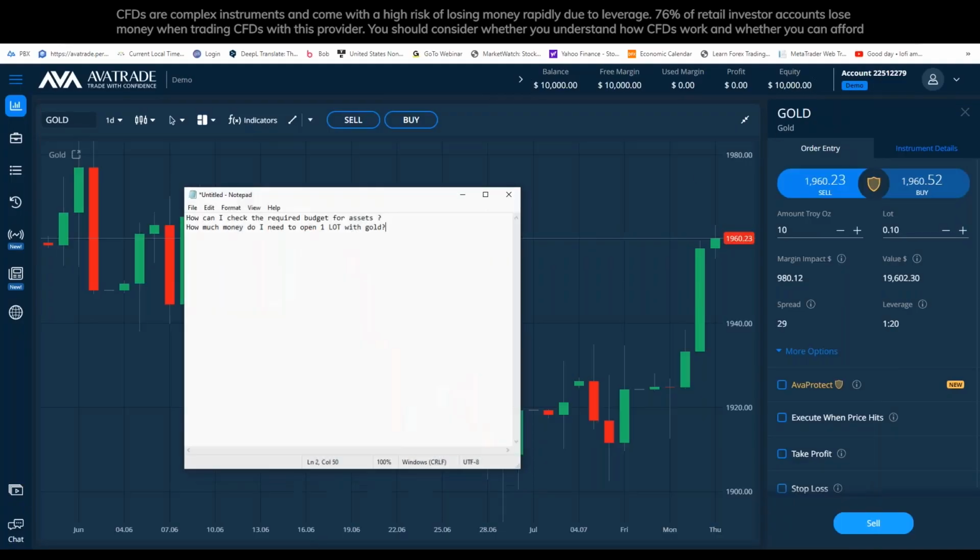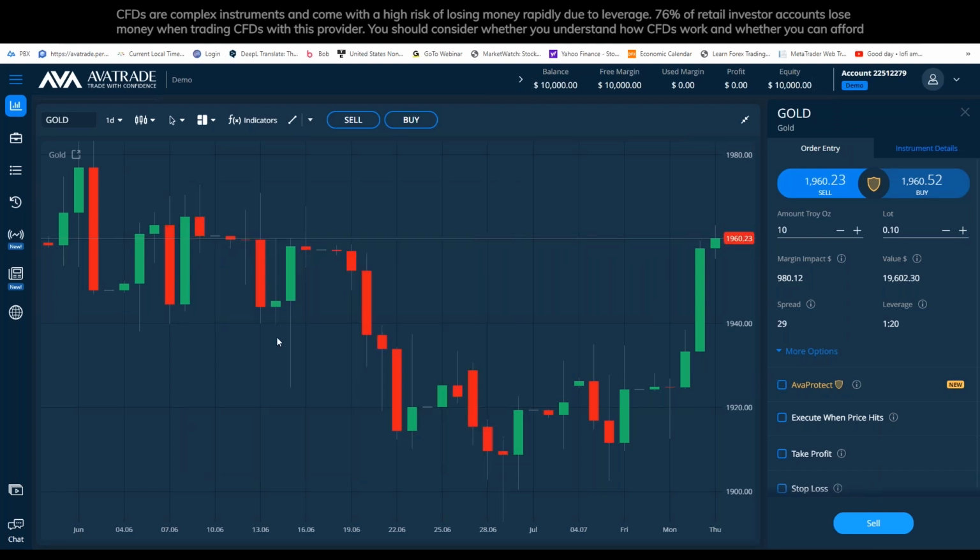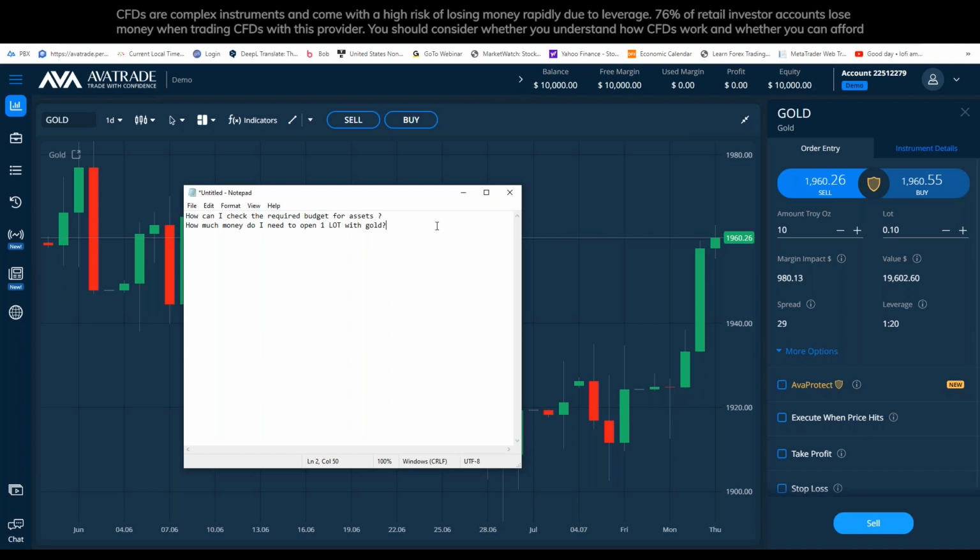So gold, let's see how much it costs. How much money do I need for one lot with gold? Guys, a lot is a measuring unit. Lots are 1 equals 10, 1 equals 100. This is how it works in our platform. 10,000, and for currencies, 100,000.